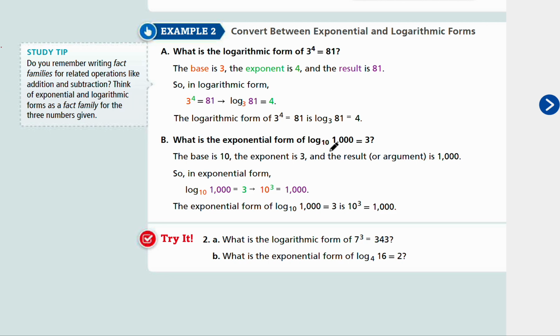What's the exponential form of log base 10 of 1,000 is equal to 3? Same thing, base is 10. So in exponential form, you write 10 to the power of, the result for log is the exponent. So 10 to the power of 3 is equal to 1,000. Okay? So it goes this way.